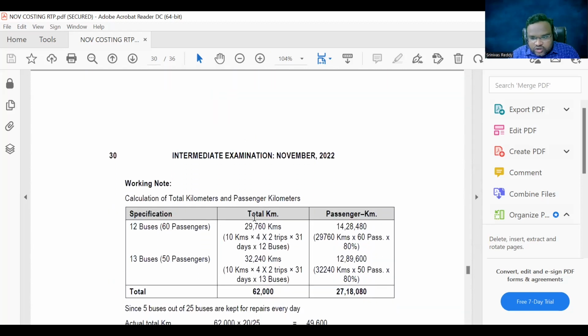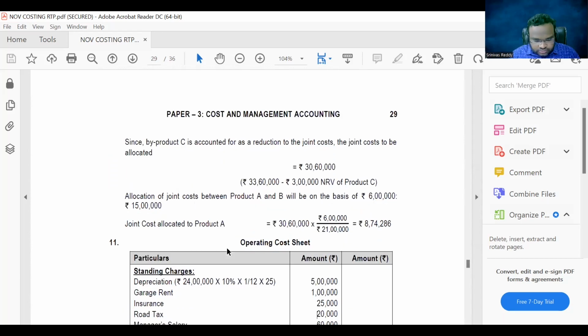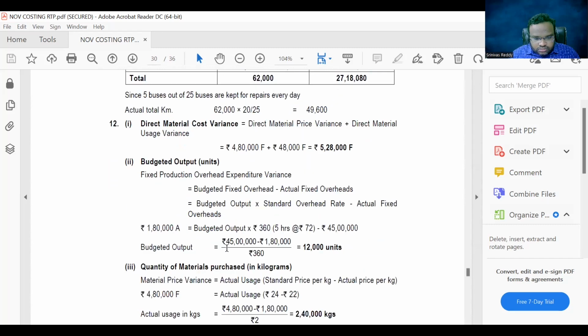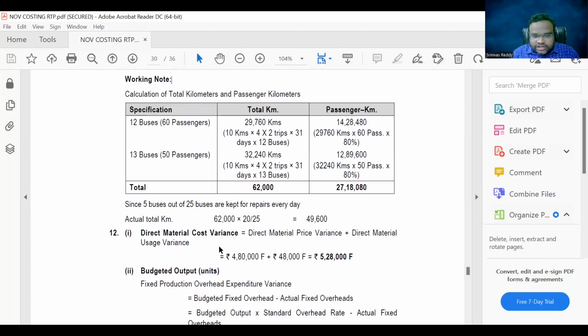So 27,000, 12 buses, which are of 60 passengers. How many kilometers do they work? 10 kilometers means 80 kilometers every day. How many days? October means 31 days. Very important. 12 buses, so 29,760. 13 buses means 32,240. But it is as if 25 buses are running, but you always say 5 buses.